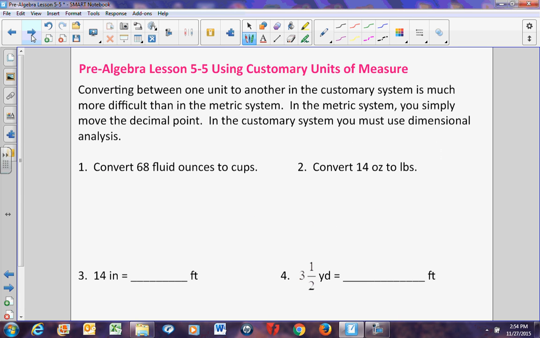To convert between one unit or another in the customary system, it's much more difficult than the metric system. In the metric system, we just had to move the decimal point. In the customary system, we must use dimensional analysis. And no matter how many times I try to tell people not to take shortcuts, they always try to take shortcuts, and then they can't figure out why they can't get the answers right. You will continue to use dimensional analysis in Algebra 1. So if you learn it now in pre-algebra, it will make it much easier for you when you do it in Algebra 1, and you have to start converting maybe feet per second to miles per hour.